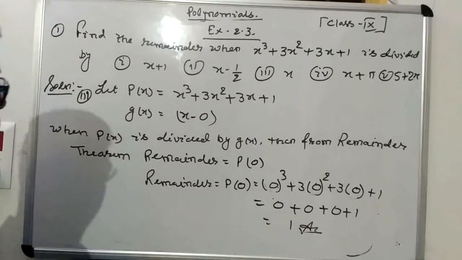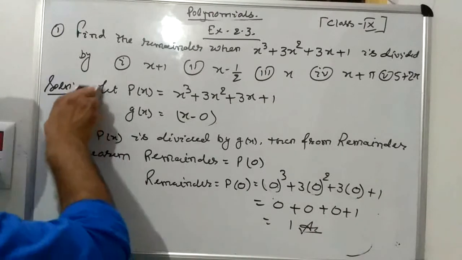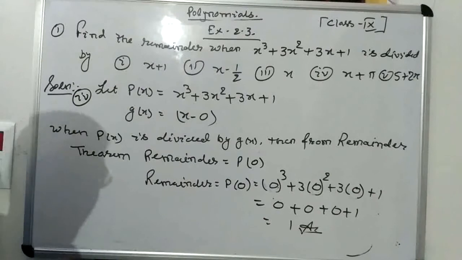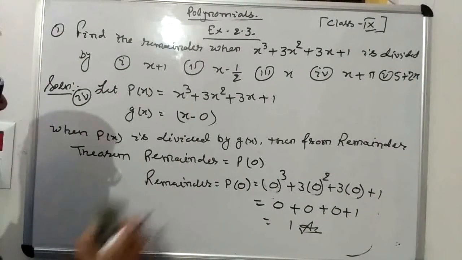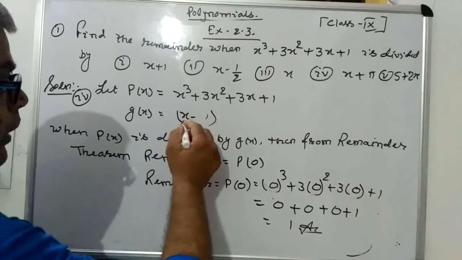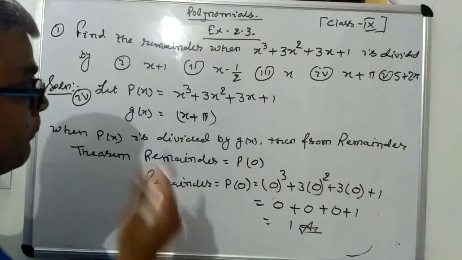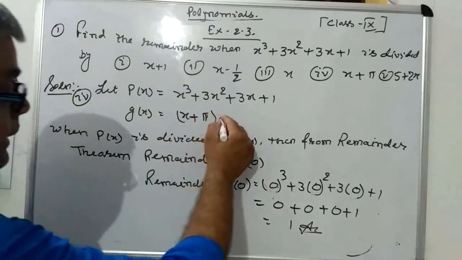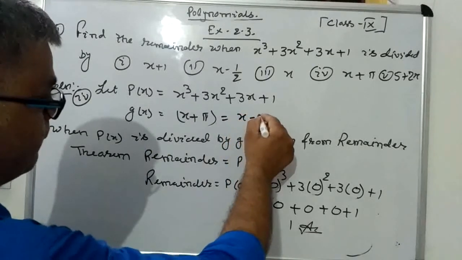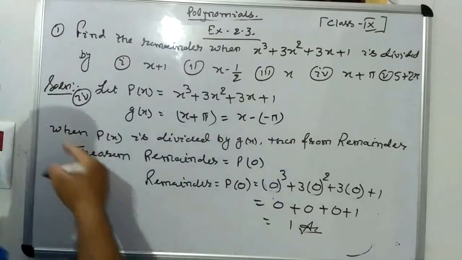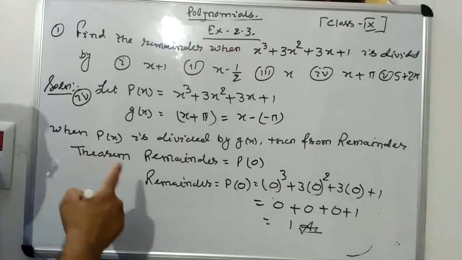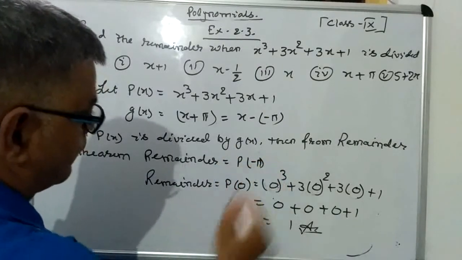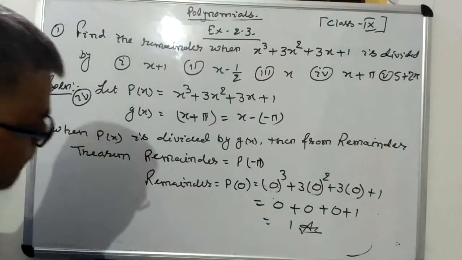Now coming to question number 4. So when you solve question number 4, then your g(x) will become equal to x plus pi. Okay. So when p(x) is divided by g(x), then you write it in the standard form. So it can be also written as x minus of minus pi. So when p(x) is divided by g(x), then from the remainder theorem, remainder will be polynomial of minus pi, because at the place of a, there is minus pi.